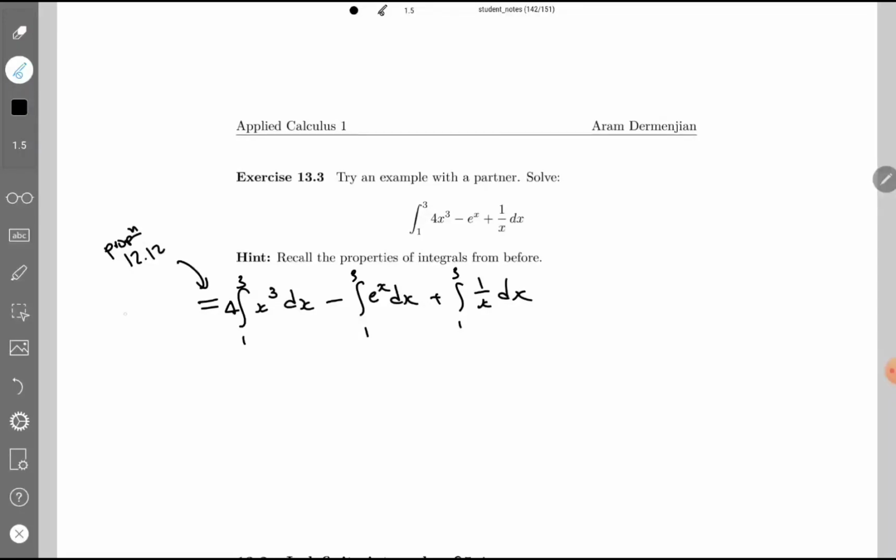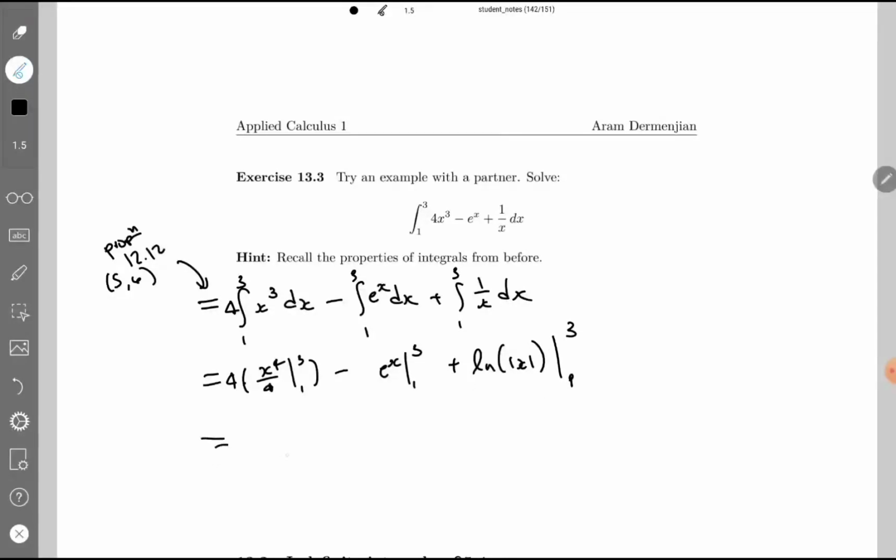In particular, I used properties 5 and 6, in case you want to look that up. I have the cheat sheet in front of me while I'm talking to you guys. I am evil. And so here we take the derivatives, or we take the integral, sorry. And so we get 4 times x to the 4 over 4 from 1 to 3, minus e to the x from 1 to 3, plus the natural log of the absolute value of x from 1 to 3, right?